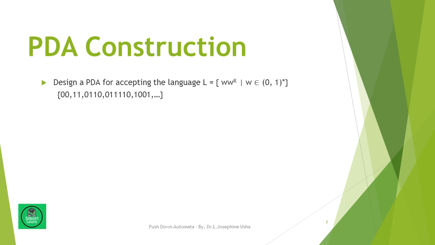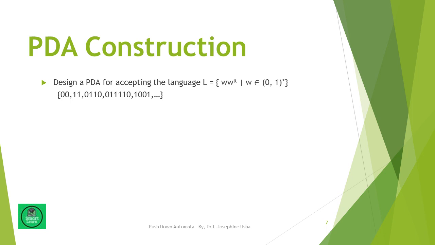First we have a set of strings of zeros and ones, that is W, and next we have the reverse of W. The possible strings are 0011, then 01 10, that is the reverse. Then consider W is 011, then W^R is 110, giving 011110. Like that we can derive any number of strings.